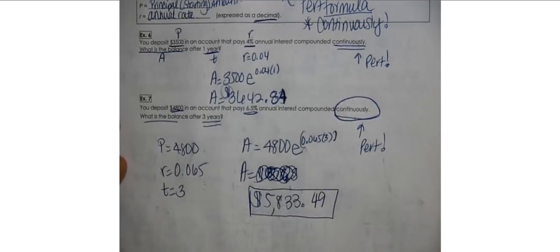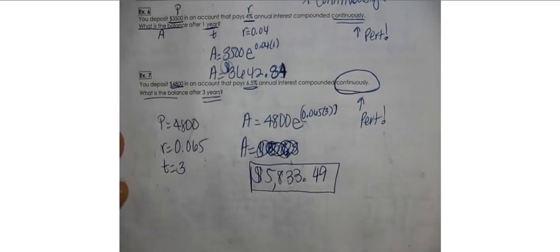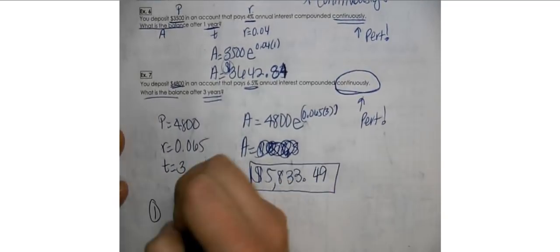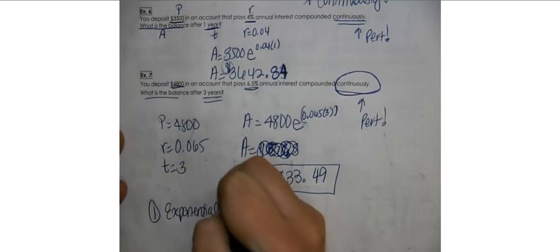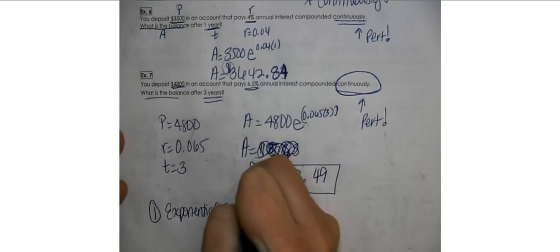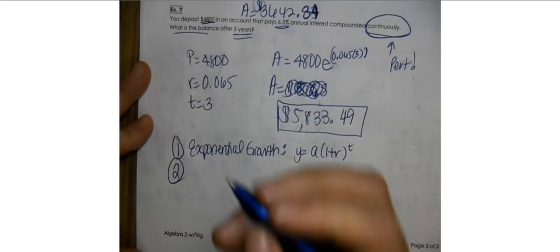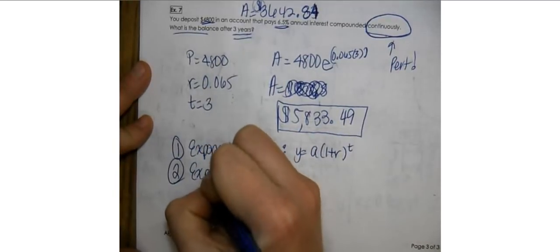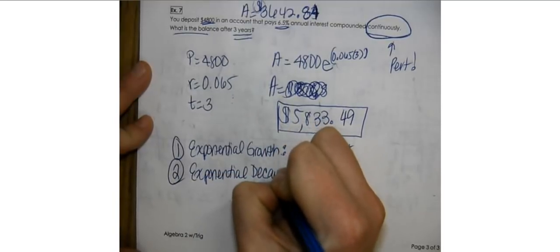So that was our fourth formula. There are a total of 4 formulas that you will need to know. The first formula deals with exponential growth. And this problem does not deal with interest. And that is simply y is equal to a times 1 plus r to the t power. Then we had our second formula that deals with exponential decay, which is the exact same formula.